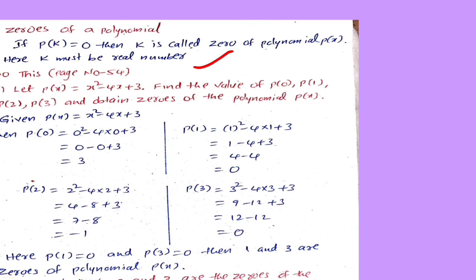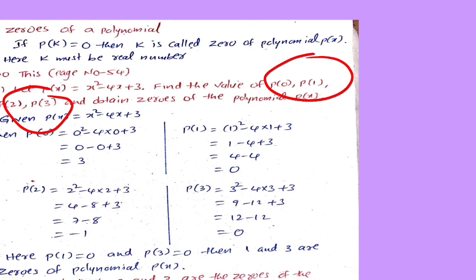Let's see this problem, page number 54 in your textbook. Let p of x equal x square minus 4x plus 3. Find the values of p of 0, p of 1, p of 2, p of 3 and obtain the zeros of the polynomial p of x. So he is asking us to find the four values first. After finding the four values, let us verify whether any value becomes 0 or not.